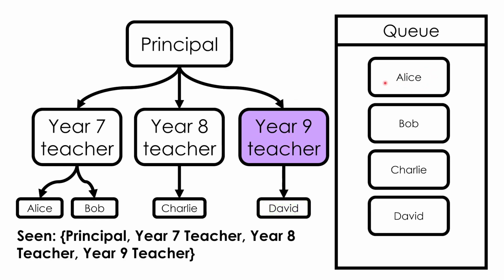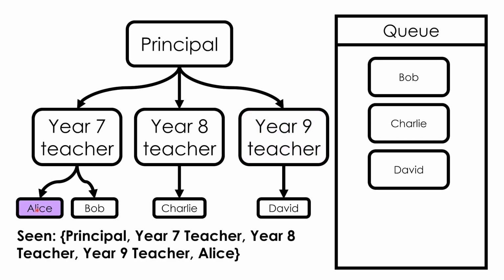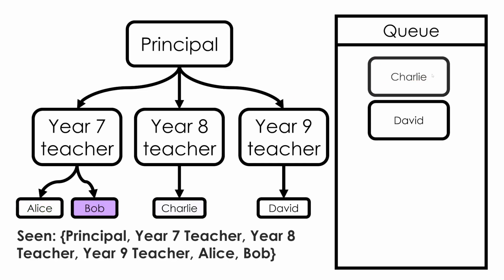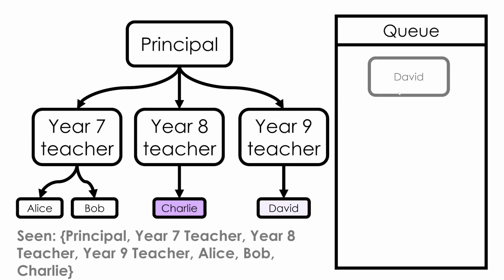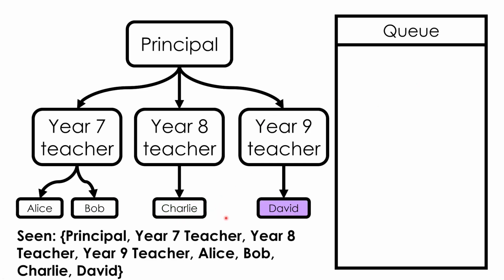Now I'll see that the next thing in the queue is Alice, so I'll pop that off the queue and we'll have a look at Alice. We'll add Alice to the set of things that we've seen, and oh, hang on, Alice has no children, so there's no work to do there, we're already done. Do the same for Bob, pop Charlie, process Charlie, and pop David. And now we're done. We've iterated through the entire tree using breadth-first search.